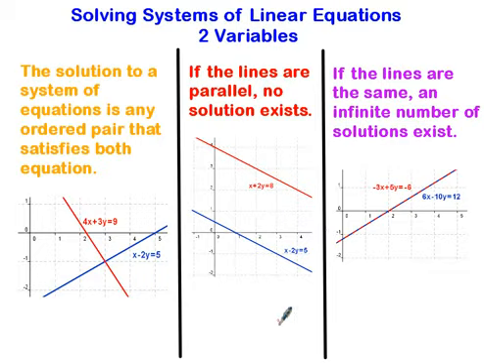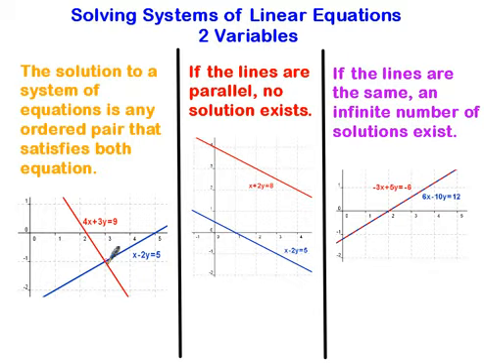What we're going to do is take a look at how to solve systems of linear equations with two variables. Basically, the solution to a system of equations is just the point where two lines intersect. So if I had a system of equations, like 4x plus 3y equals 9 and x minus 2y equals 5, they intersect at (3, -1).